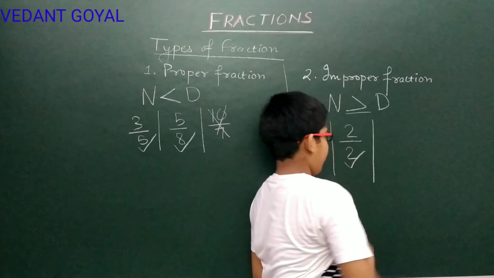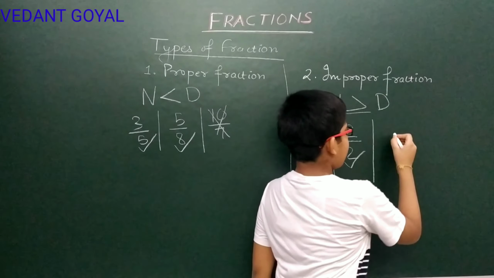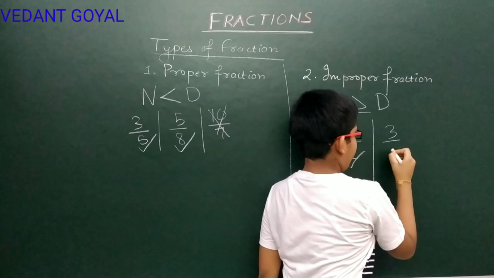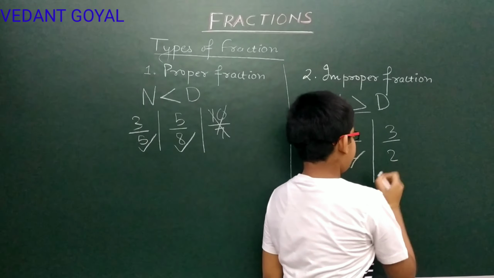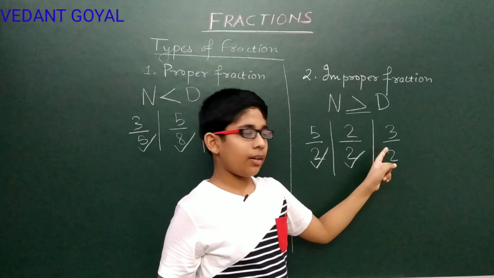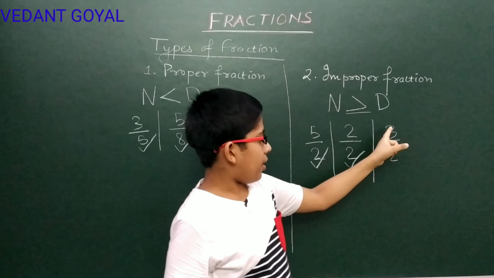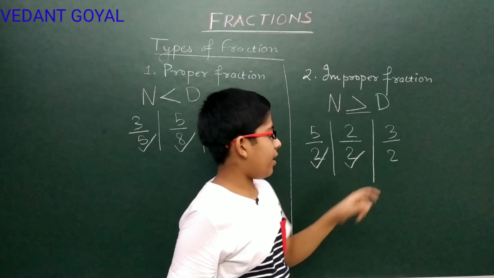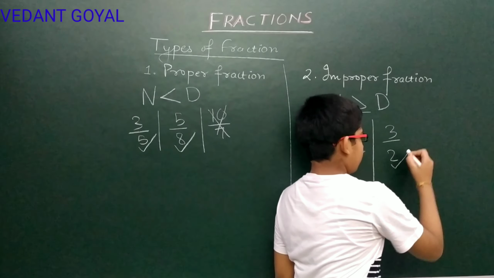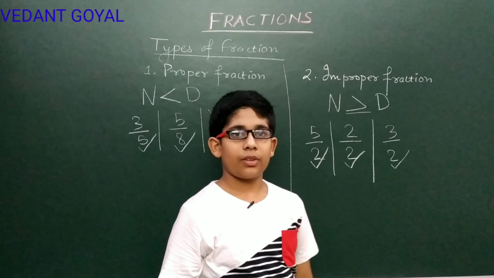Now let's take another example. Let's take 3 by 2. You can see this is the numerator and this is the denominator. 3 is greater than 2. So yes, this is also an improper fraction.